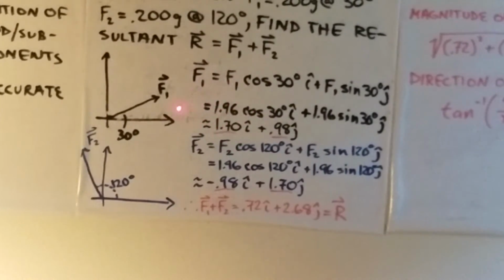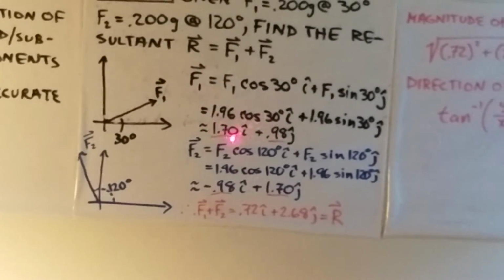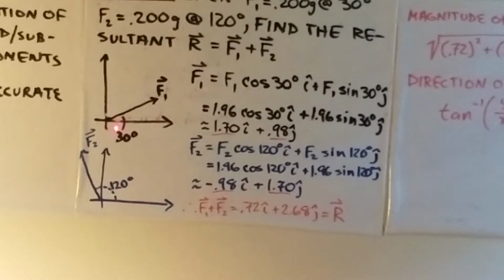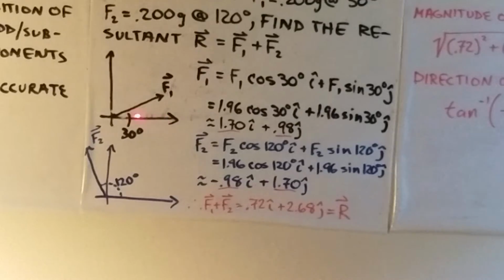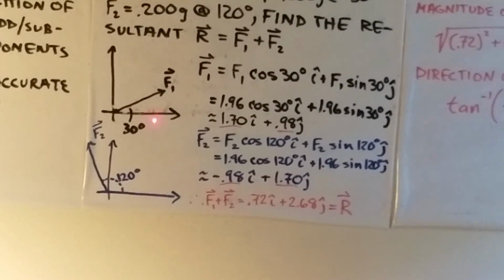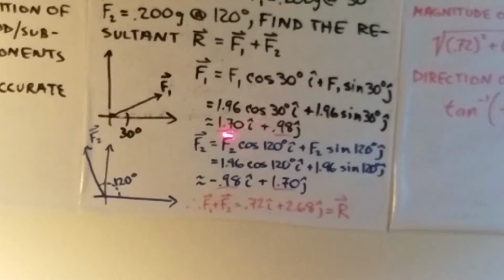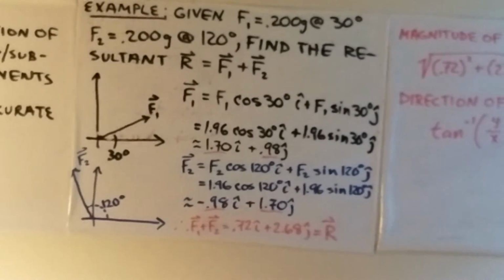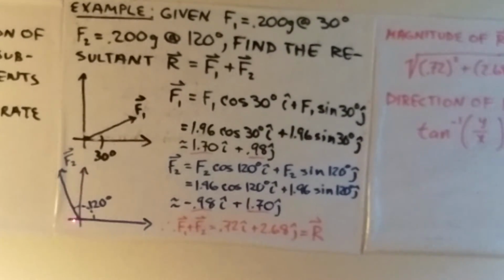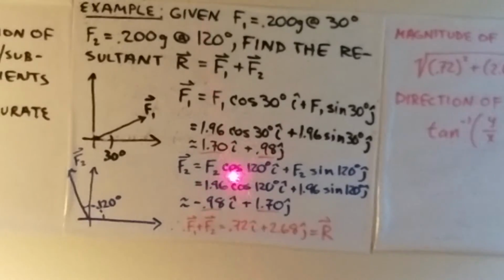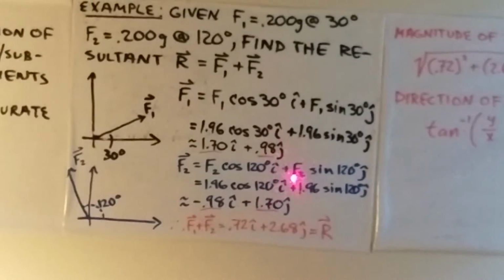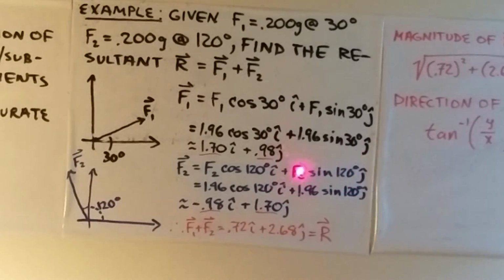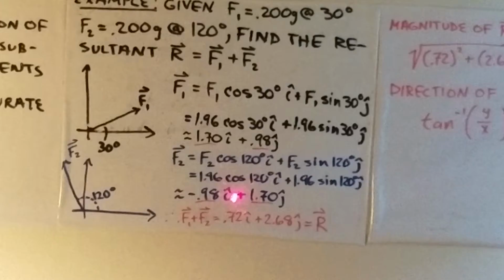So we have a unit vector plus a unit vector multiplied by some number. And so when we decompose F1, we'll get 1.7 in the I-hat direction or the X direction. So this distance here is about 1.7 units. And then in the J direction or the Y direction, this distance corresponds to about 0.98 in the J direction. And we do the same thing for F2. One more time, it's the magnitude times the cosine of the angle, and the magnitude times the sine of the angle for the Y direction. And now we've decomposed F1 and F2 into their I-hat and J-hat unit components.